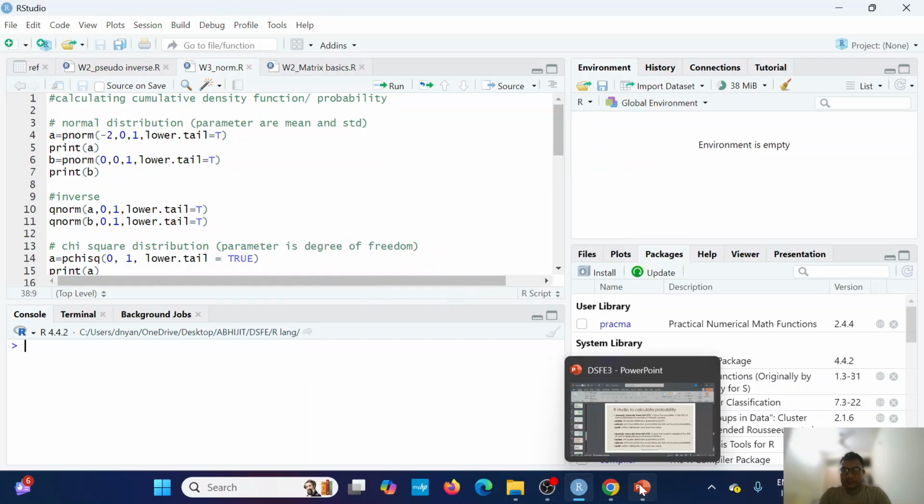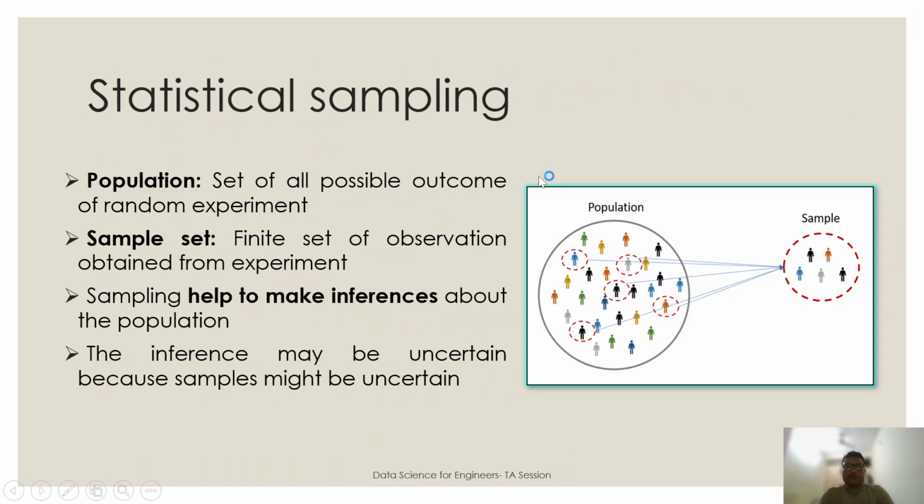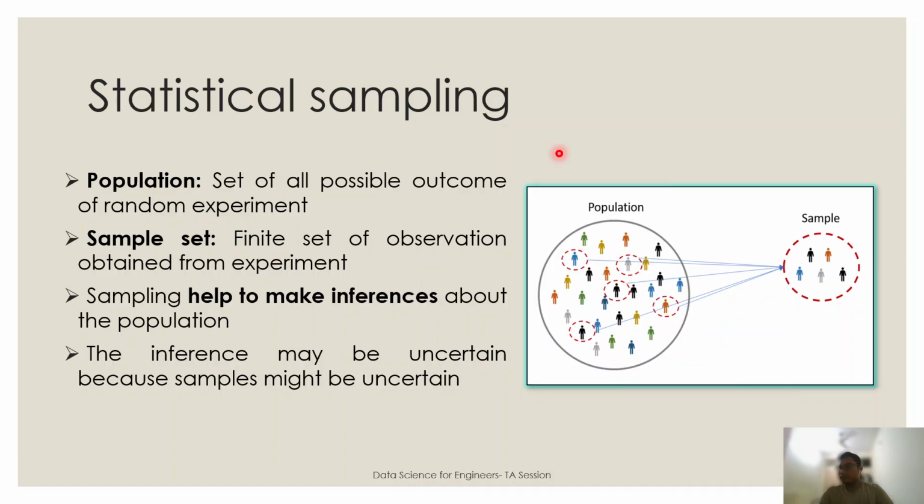Before going into that, we should first see other things and then we will go. Now another topic, right now we will go a bit fast. There is another concept called statistical sampling. First, understand what exactly population means: the set of all possible outcomes of a random experiment.